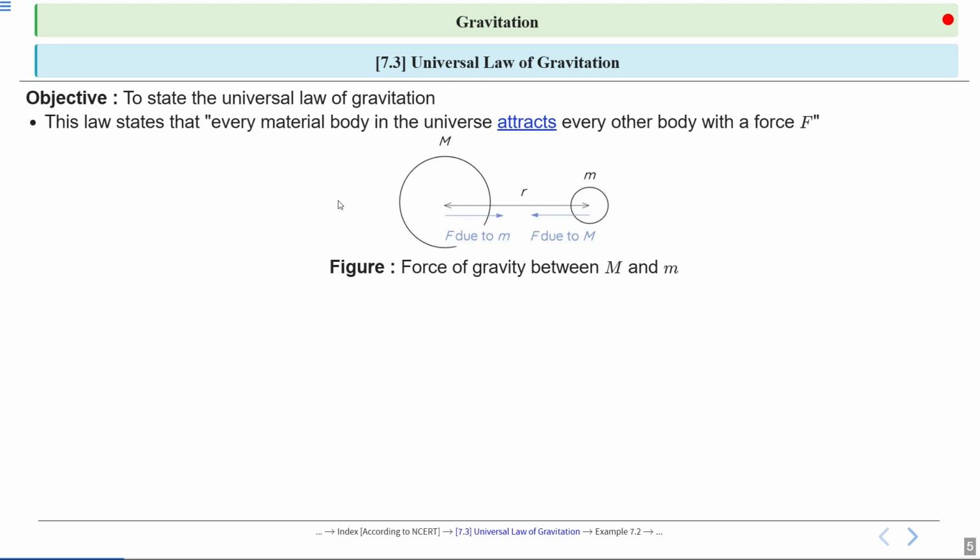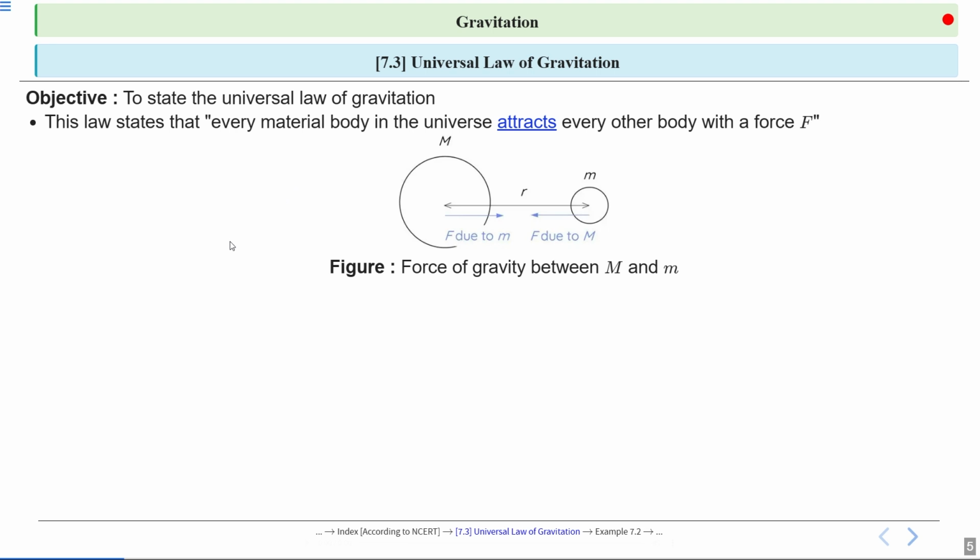So here the question arises, what is the universal law of gravitation? This law tells us that every material body in the universe attracts every other body with a force which we denote as F. This attraction is a fundamental interaction that governs the motion of planets, stars, and galaxies.